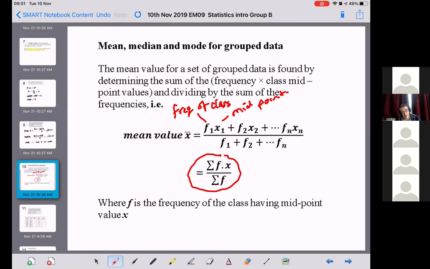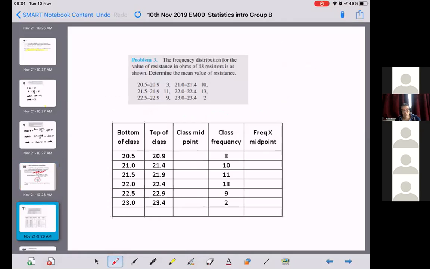Okay. So let's have a look at one. The frequency distribution for the value of resistors in ohms: there are 48 resistors, and that's each of them. We've got the bottom of the class and top of the class, so we set the class boundaries top and bottom. The first class is from 20.5 to 20.9, and then 21.0 to 21.4, so each one is covering half of a digit. And then in each of those classes, we've got the frequency.